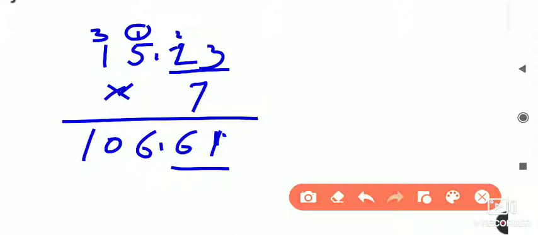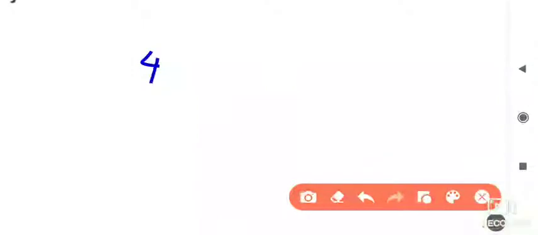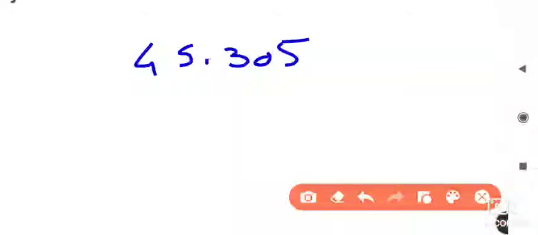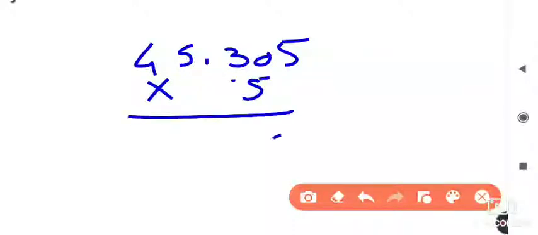Now I will tell you one more example. Suppose I take here 45.305 into 5. So 305 into 5. 5 5s are 25.